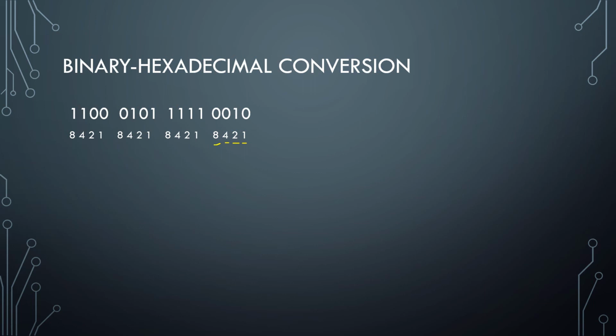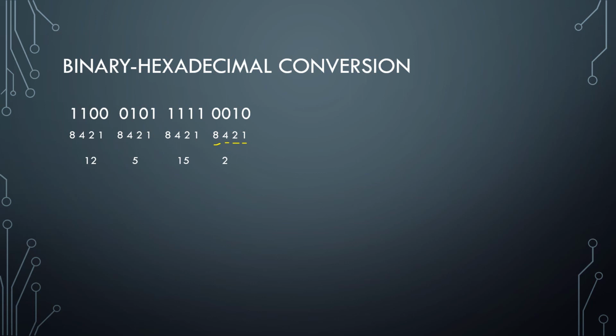But when we're doing a binary to hexadecimal conversion, we start over again every nibble of information. And again, this is because 4 digits in binary is equal to 1 hexadecimal. So don't forget, when you're doing a binary to hexadecimal conversion, you're starting over every 4 bits. So this is why we have 8421 place values written under each of these nibbles.